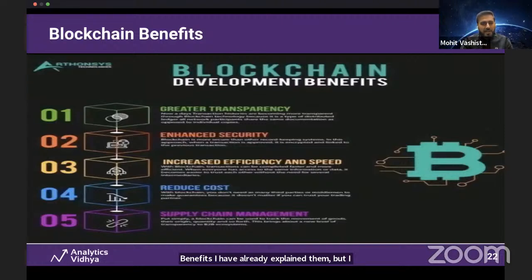You get better transparency, and you get enhanced security, as I explained with cryptography. You get efficiency and speed as well. Take the example of a PhonePe transaction and cross-border transactions. Then you can reduce the cost as well, same example I gave, and you can do supply chain management. You can take an example of any supply chain.